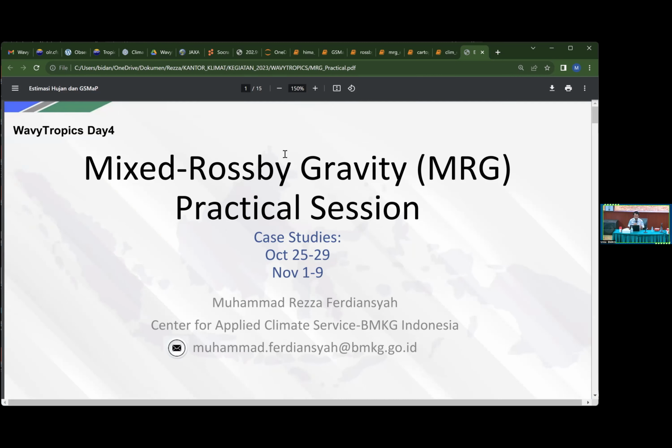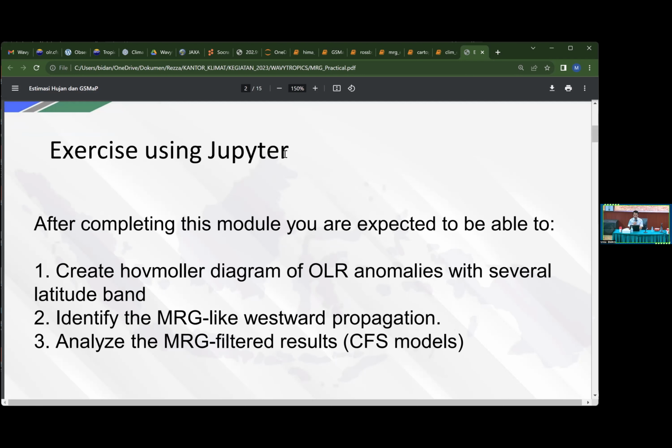So in this practical session, I will talk from the operational perspective, and from this exercise, it should be easy to follow. The target is that you can create the Hovmöller diagram of OLR anomalies, try to identify the MRG-like westward propagation before filtering, and also analyze the MRG filtered result.